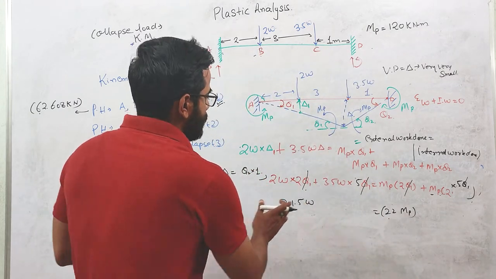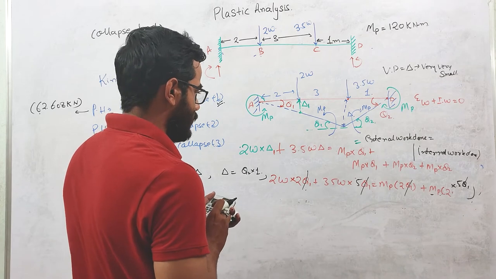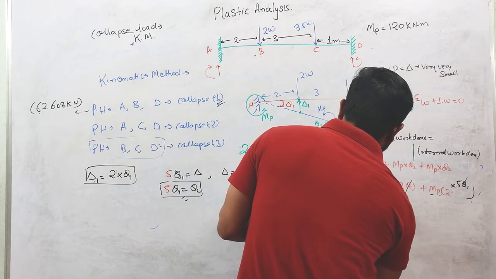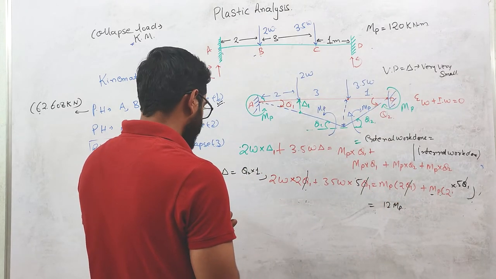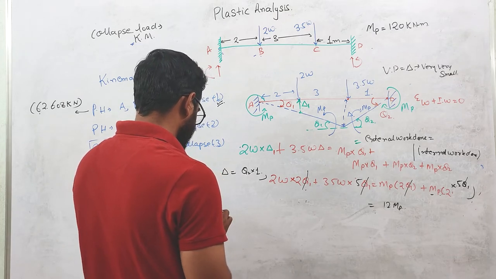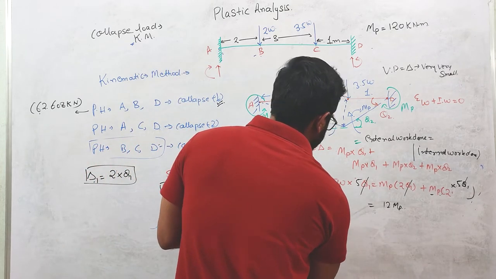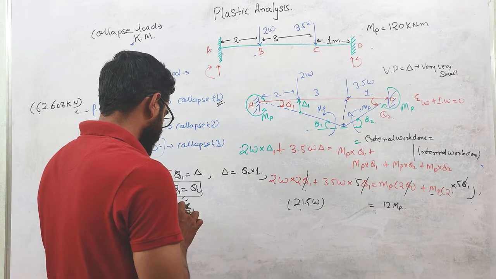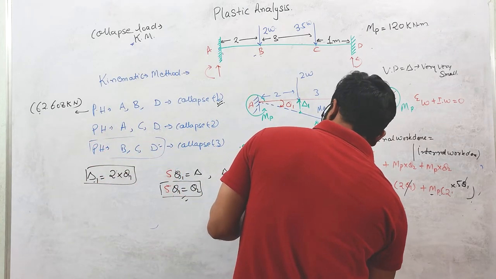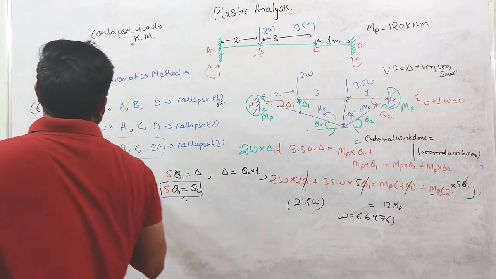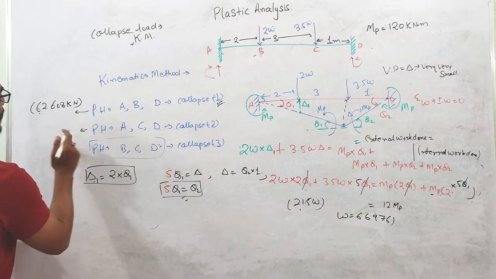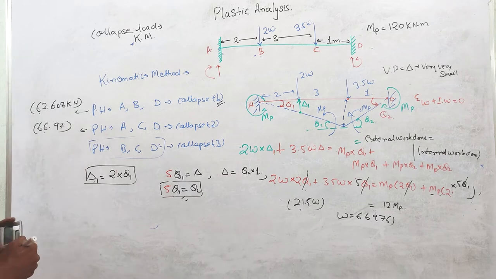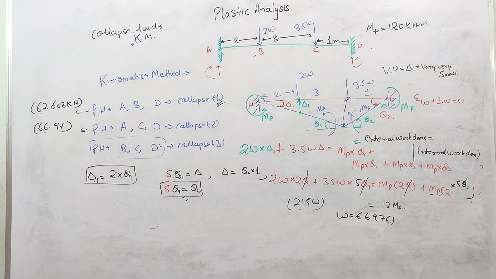So this value will become 12 mp equals 4 plus 3.5 into 5. This is 21.5 w. Okay, so 12 into 120 divided by 21.5. So this value w comes out to be 66.976. Okay, for the collapse load, when you are assuming that plastic hinges are formed at A, C and D, it is 66.97. Okay, right? So we have calculated collapse 1 and collapse 2.